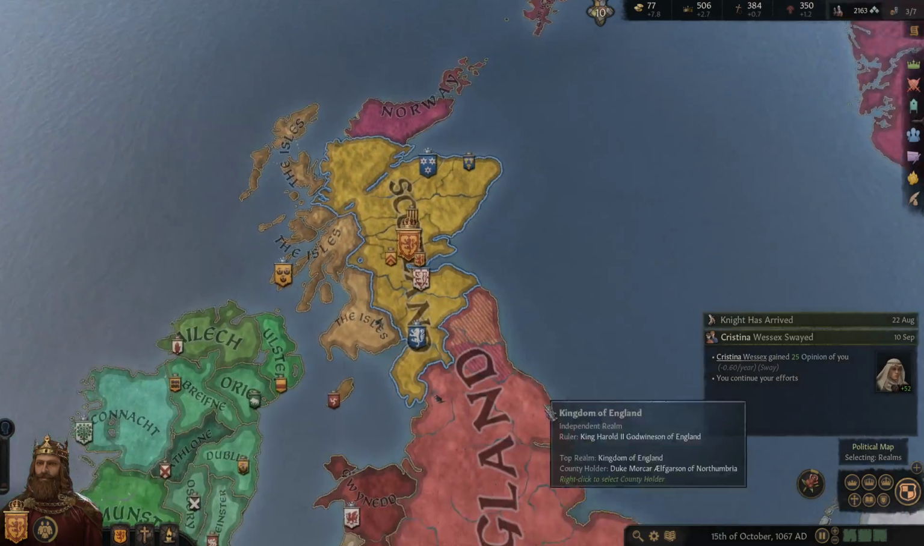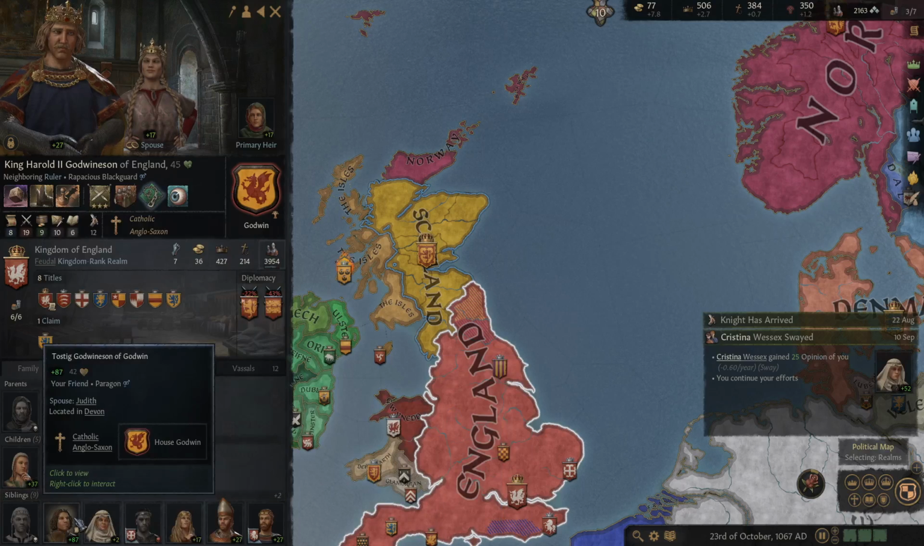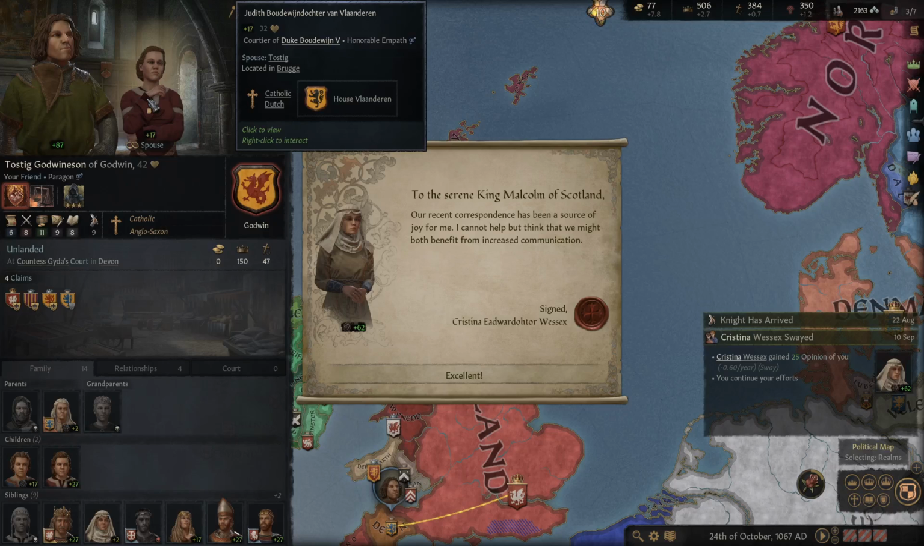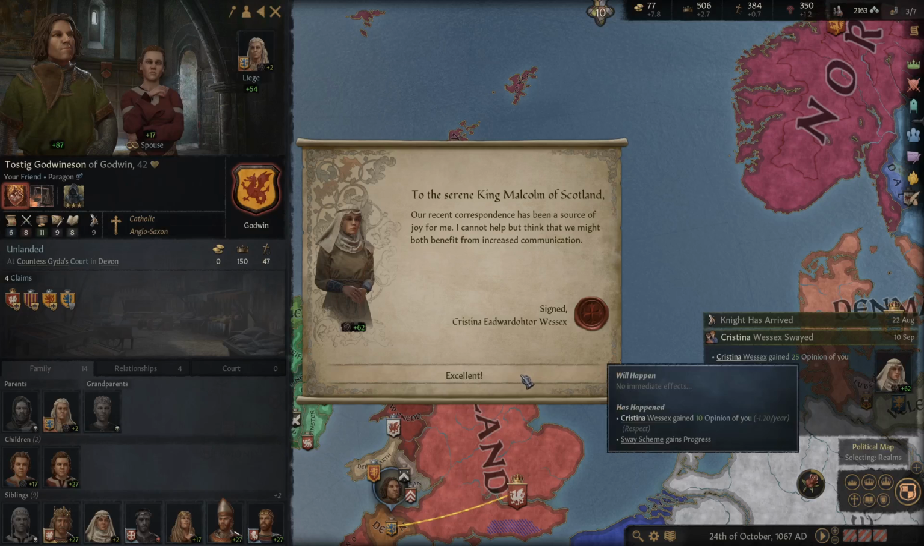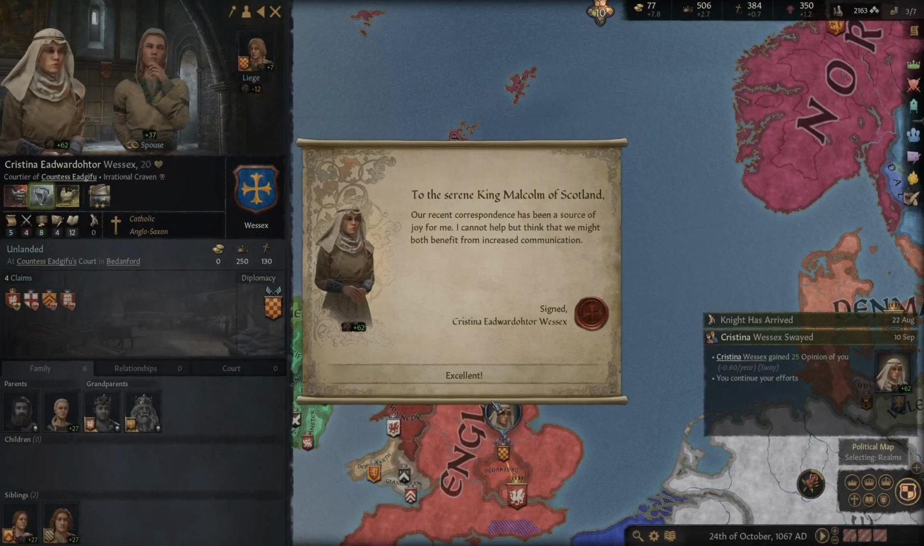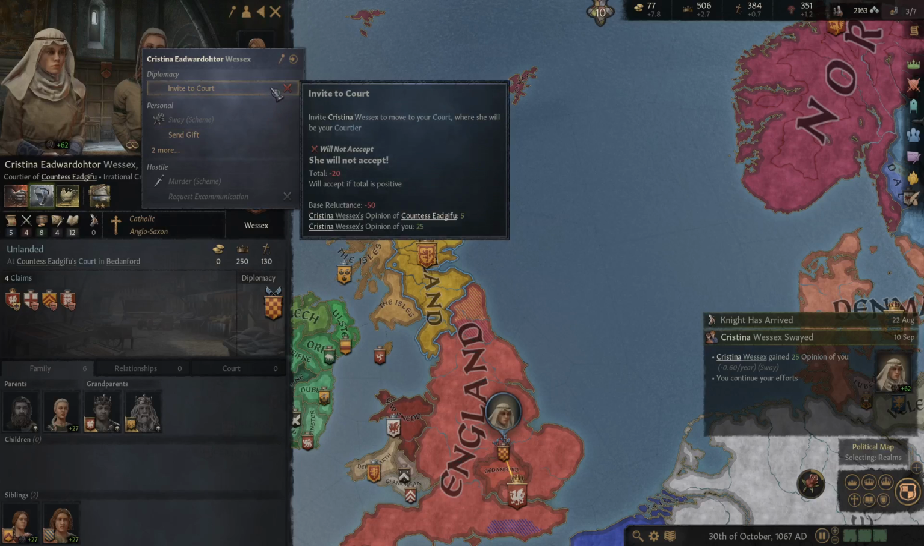Did I just see that she's married to Tostig? Did I see that right? Hold on, let's look at his siblings. Tostig. Okay, your recent correspondence has been a source of joy for me. Okay, the opinion is up. But I don't know if I can get the opinion up enough. Maybe. Wait, opinion of you, 25.